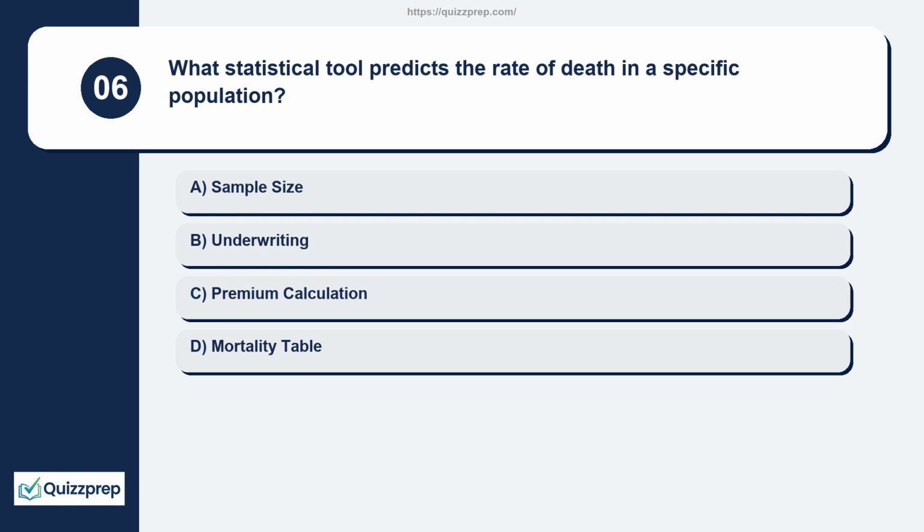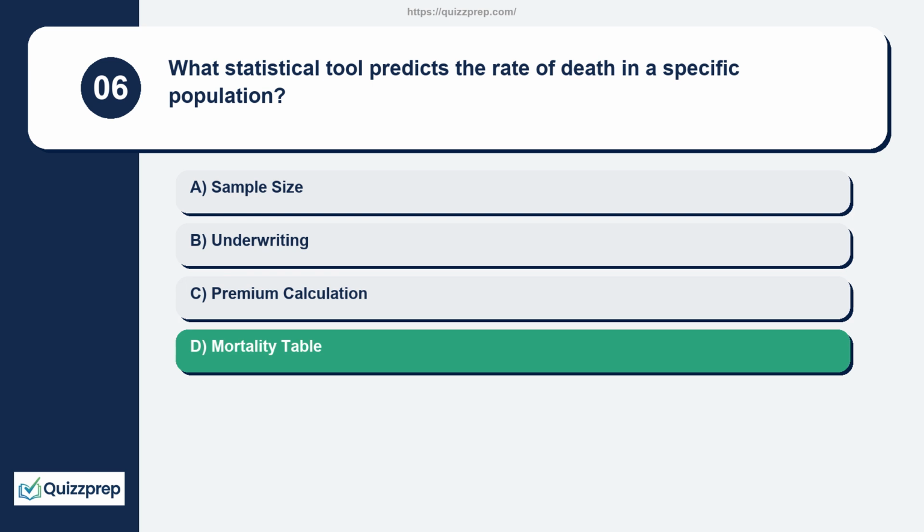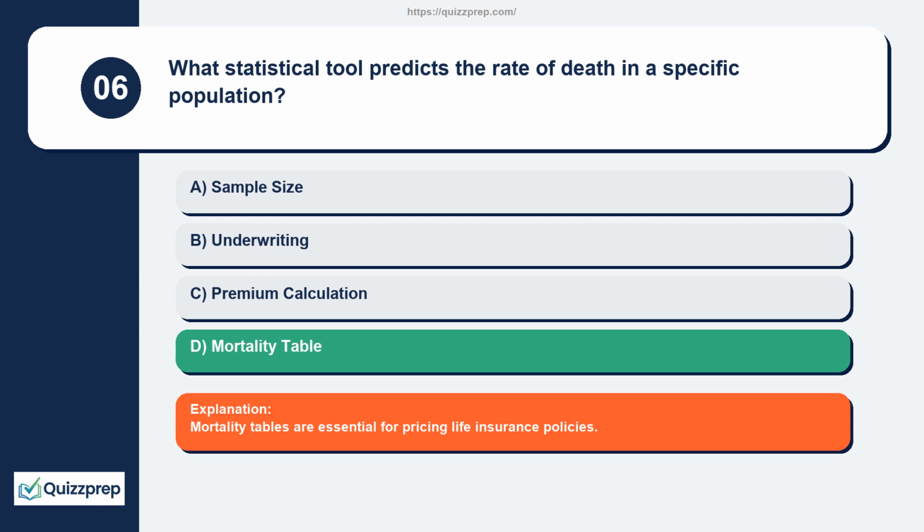Question 6. What statistical tool predicts the rate of death in a specific population? Sample size. Underwriting. Premium calculation. Mortality table. Mortality tables are essential for pricing life insurance policies.